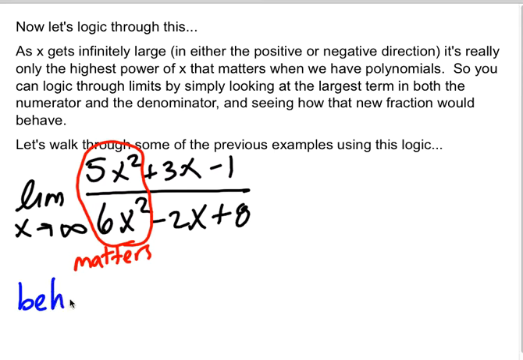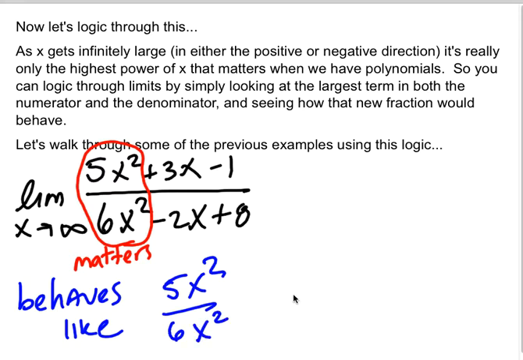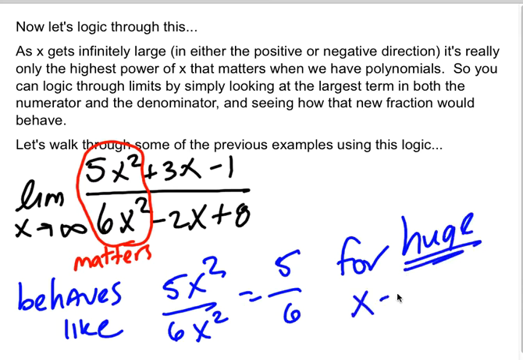What I can say is that this thing behaves like 5x squared over 6x squared, which would just be 5 over 6 for huge x values, right? For really big x values, none of this stuff matters. Now, if we were talking about x approaching the number 1, you can't do this. This is a thing that's specific with infinitely large numbers, infinitely large in either the positive or negative direction, right? So again, what we're doing is cheating and looking at some logic.